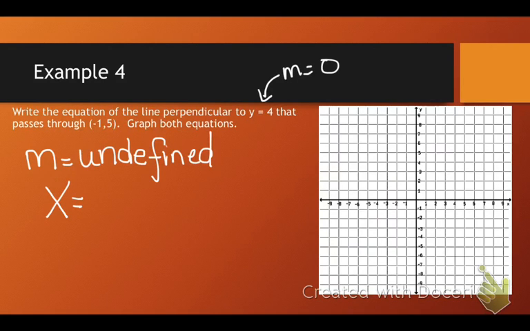And what does x equal? Well, in our ordered pair, x is equal to -1. So x equals -1 is our vertical line fixed at -1, whereas y equals 4 is our horizontal line fixed at 4. You should now understand the relationships between the slopes of parallel and perpendicular lines, and you should be able to write an equation using this information.